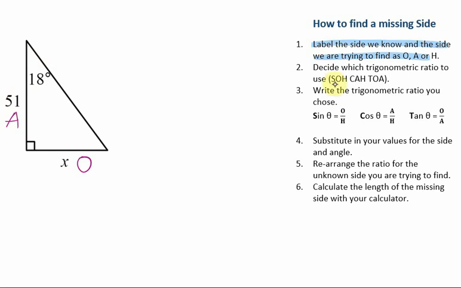Now that I've done that, I need to decide which trigonometric ratio to use using SOHCAHTOA. I have the opposite and adjacent, so I'm going to use TOA, the tan function, or the tan ratio. And I can see in step 3, the tan ratio is tan theta equals opposite over adjacent. So I'm going to write that down.